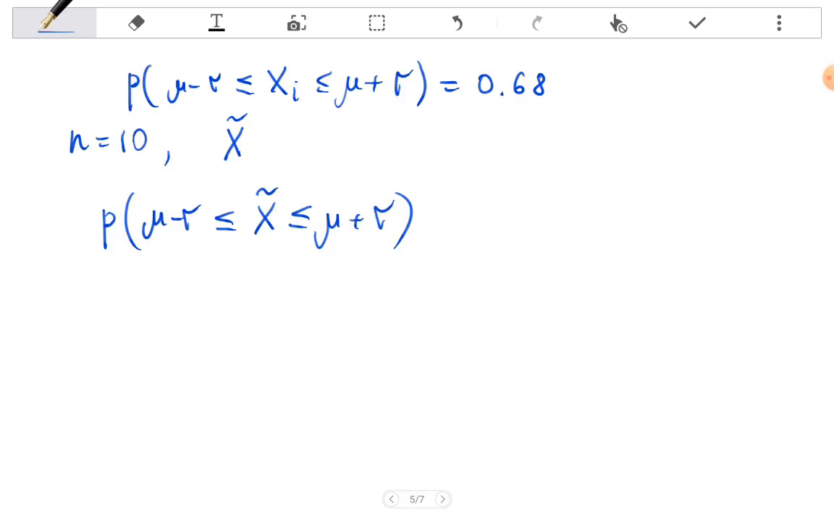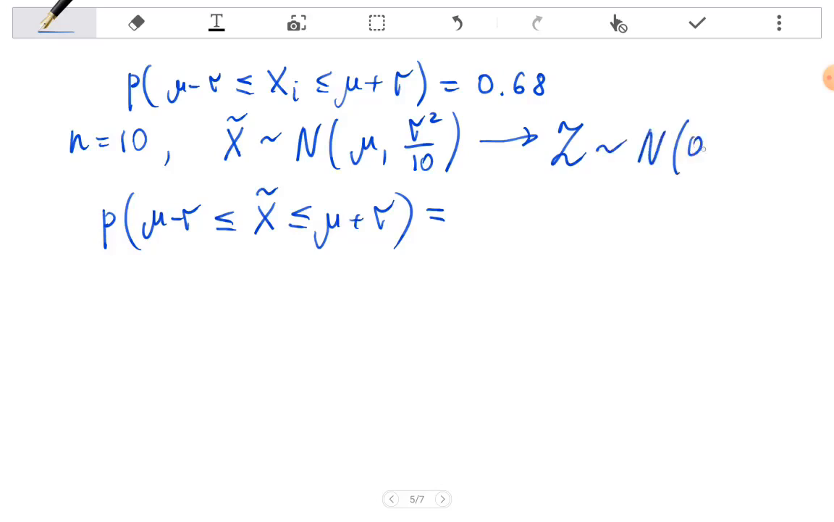Okay, so what we have to do: the average, of course, we know that this is also normally distributed, right? With the same mu and the variance sigma squared over n. So n is 10 in our case. So we can move from this one to the standard distribution, which will be normally distributed with 0 and 1. And remember how we calculated this z. It was x minus mu over sigma, right? Or in our case, this was x minus mu over sigma over square root of 10, right? Because in our case, sigma is this expression.